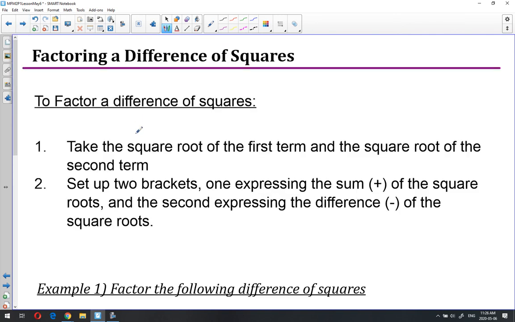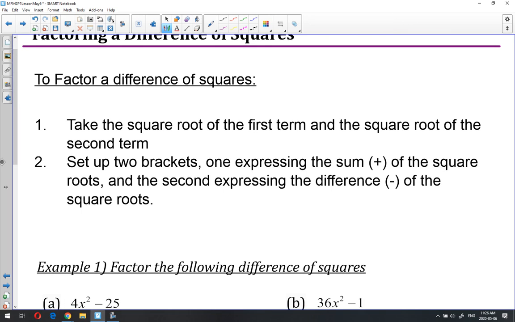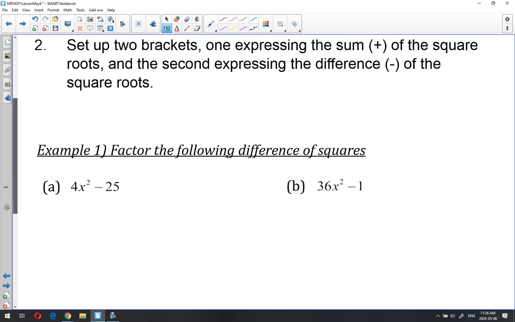Okay, let's look at how to factor a difference of squares then. It's very, very simple. All you have to do is take the square root of the first term and the square root of the second term. Set up two brackets, one expressing the sum of the square roots and one expressing the difference of the square roots.